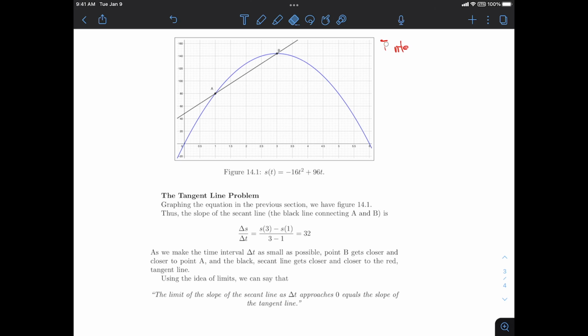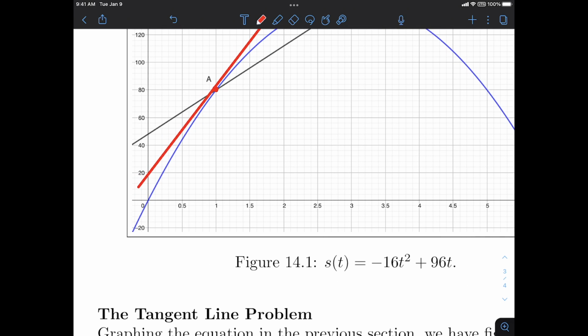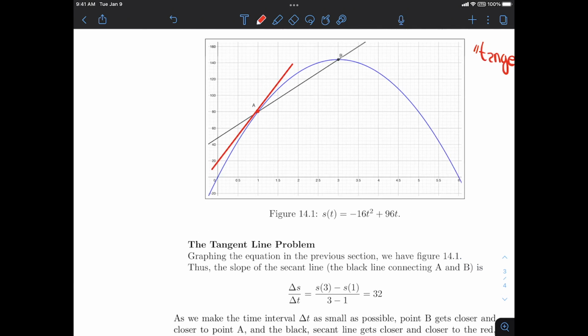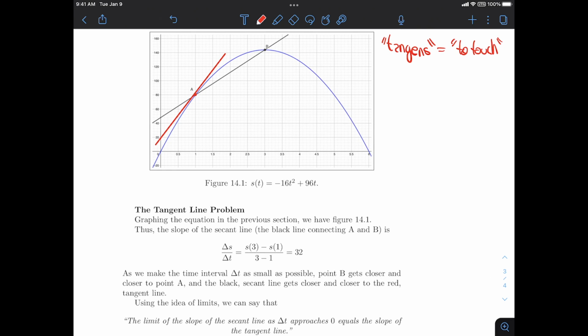Tangent comes from the Latin tangens, which means to touch. So the tangent line is the line that just touches the graph at that point. It just touches it at point A right there. Okay? So it exists. It is there. We just don't know its equation.